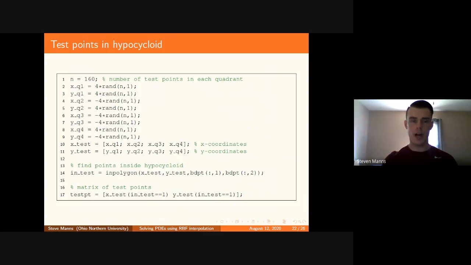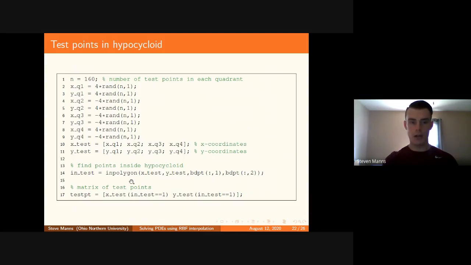This is slightly more complicated than finding the interior nodes, since these points need to be random, but the idea is still the same. We'll think of some square that encloses the hypocycloid, but now think of that larger square as 4 smaller squares, 1 in each of the 4 quadrants. By doing so, we can use MATLAB's rand function and multiplication by a scalar to reduce the problem to the same as it was in example 1. And we get our random test points in each quadrant.